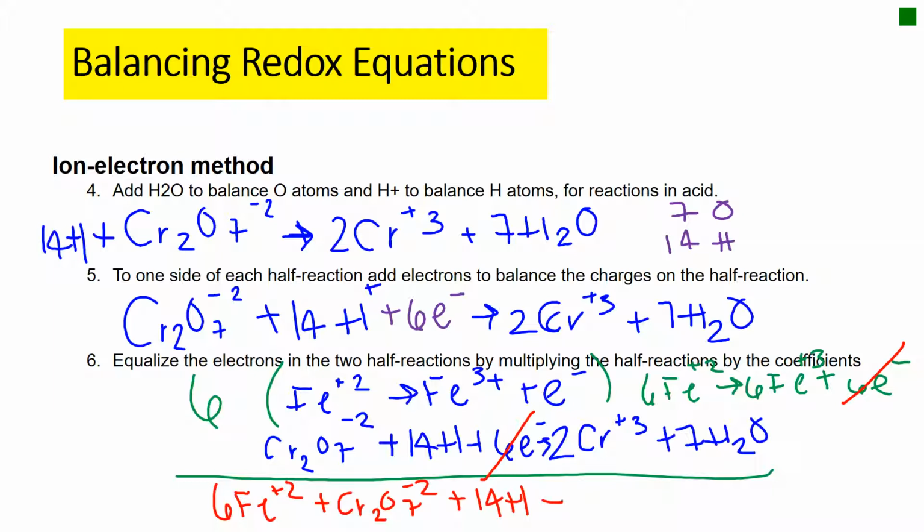Then you have 6 Fe's on your right but not on your left, so it goes at the bottom. Same with your chromiums, and with your 7 waters. So that is going to be your overall reaction.